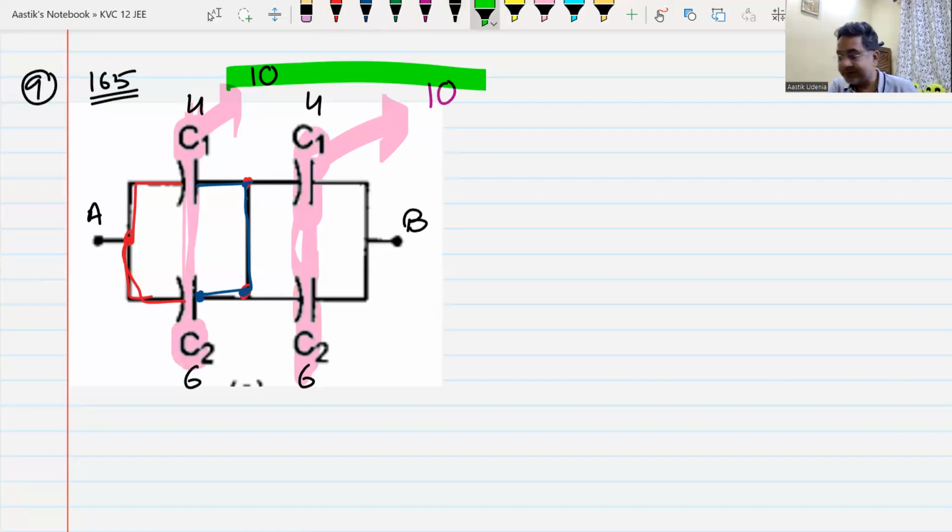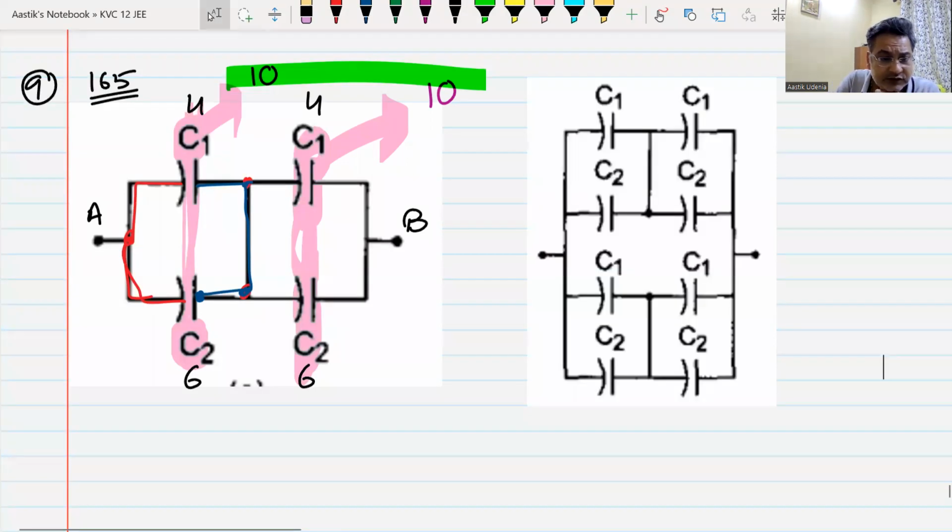Do we understand this? Yes, sir. It has gone above our head saying bye bye. Understood, sir. And this is the cousin brother of the same question. C1 is 4, C2 is 6. What is the answer for this one?